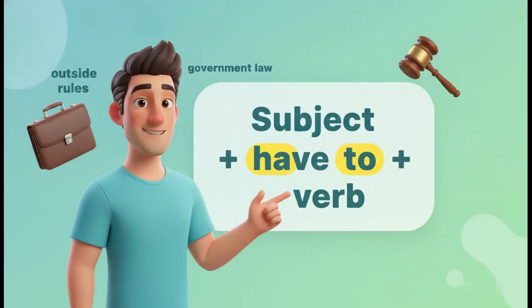So let's start with have to. The basic formula is just the subject plus have to plus the verb. We use this for everyday rules. But here's the secret. These are rules that come from the outside. Maybe your boss makes the rule, or maybe it's a law from the government.